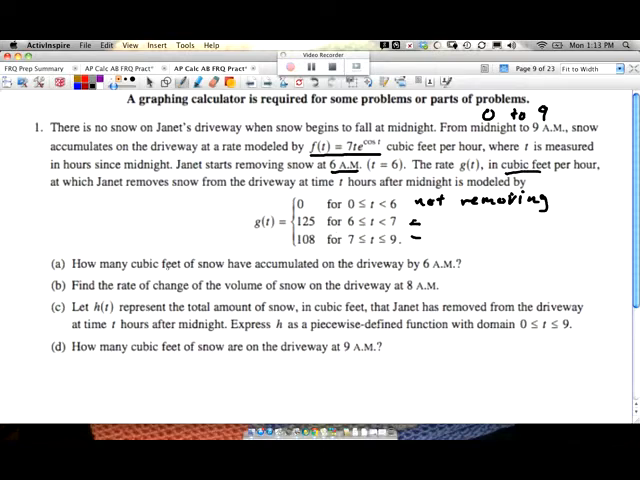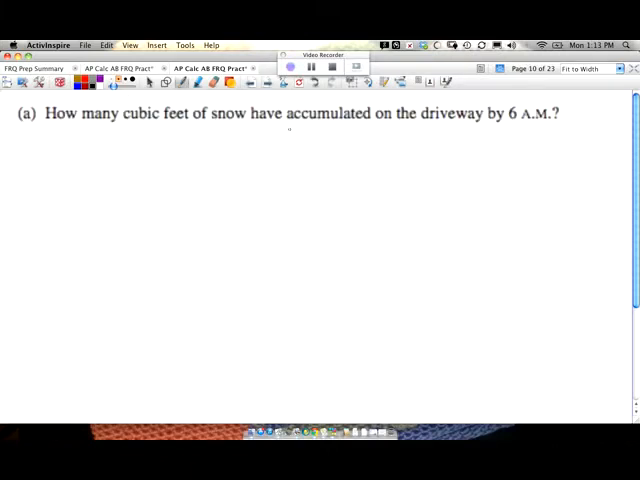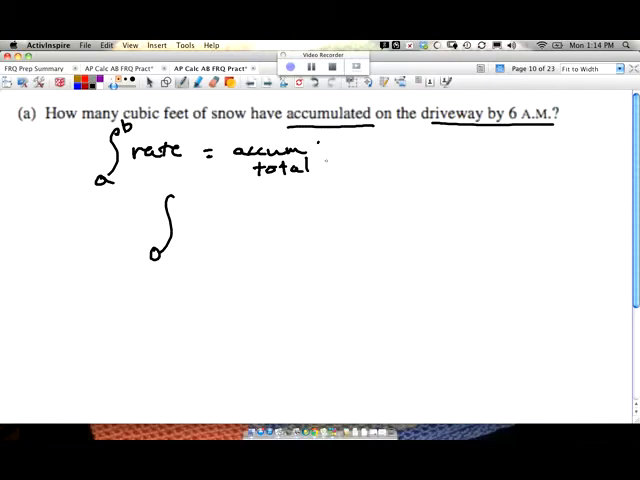So then we need to see how many cubic feet have accumulated. Notice they even use the word accumulated there. We'll jump right in here to the accumulation. How many cubic feet of snow have accumulated on the driveway by 6 a.m.? Remember that the integral of your rate coming in, from A to B, is going to equal the accumulated total. So that's going to be the integral from 0 to 6, the first 6 hours, of f of t dt.